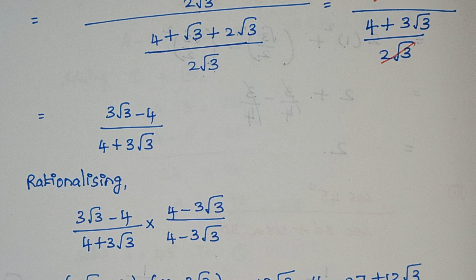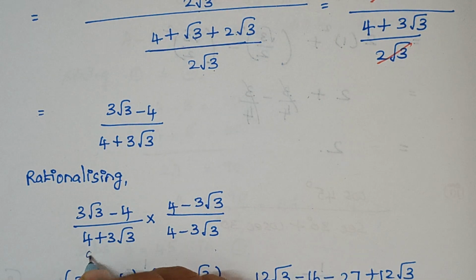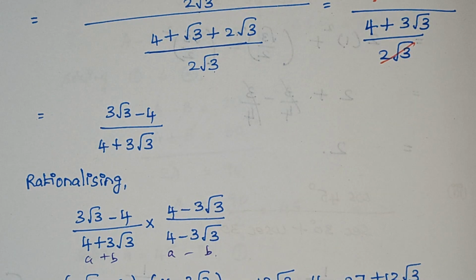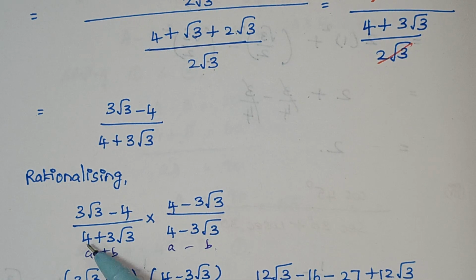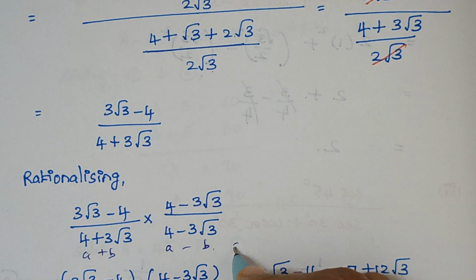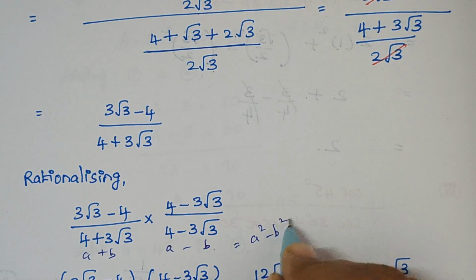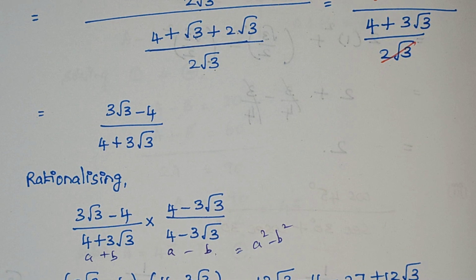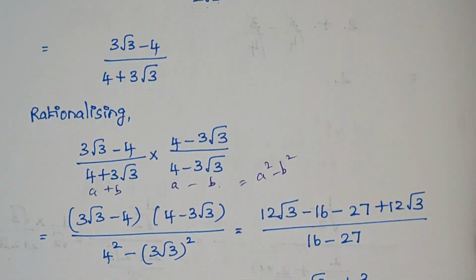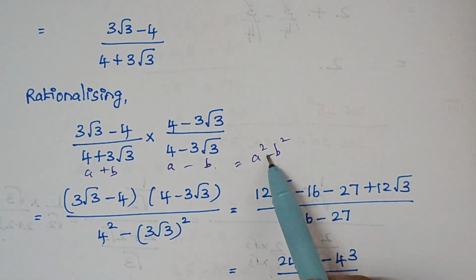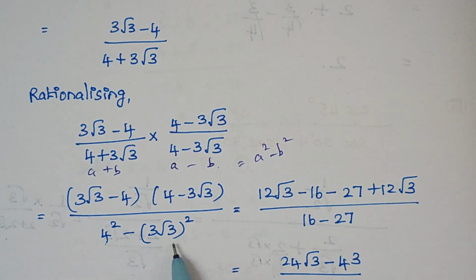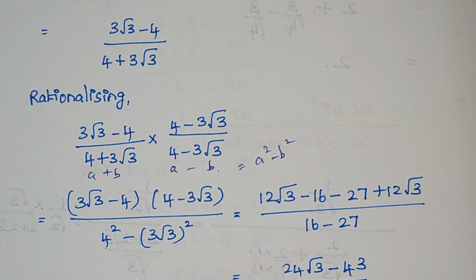But when you look at the denominator, again this is of the form a plus b into a minus b. So what is the value of a? It is 4. What is the value of b? It is 3 root 3. So when you multiply here, you have to write it as a square minus b square. In the place of a, I am having 4. Therefore 4 square minus b square. In the place of b, 3 root 3 the whole square.